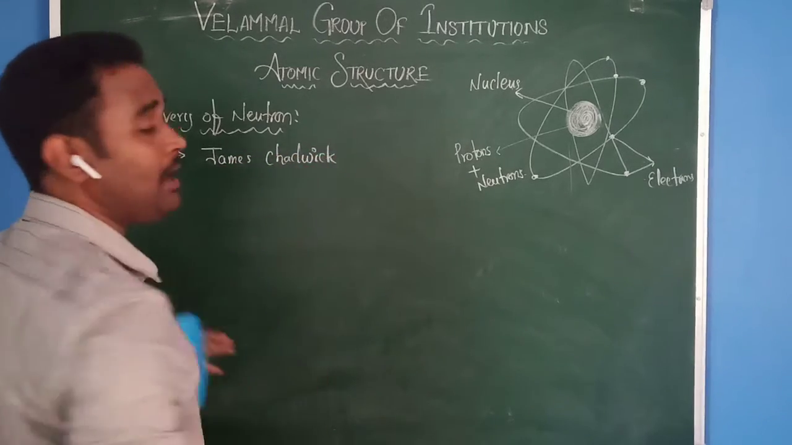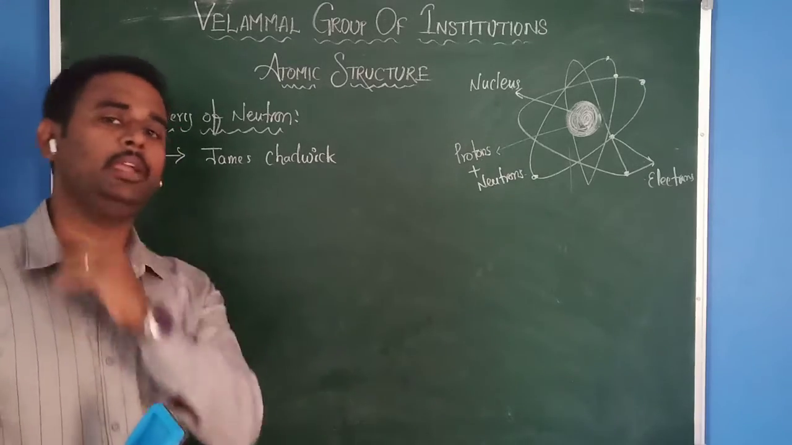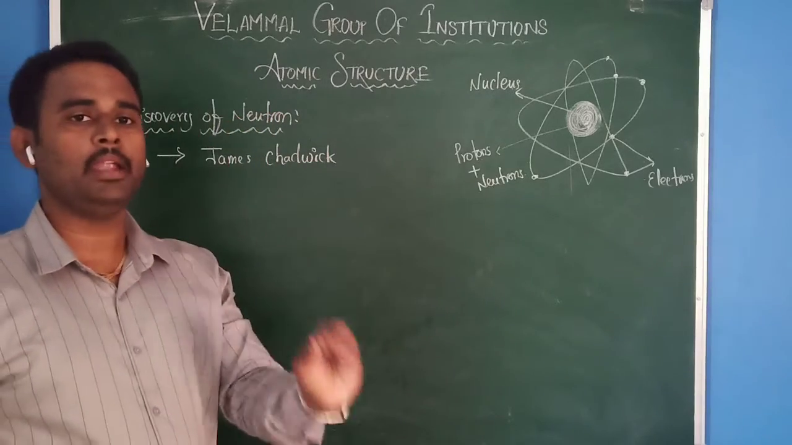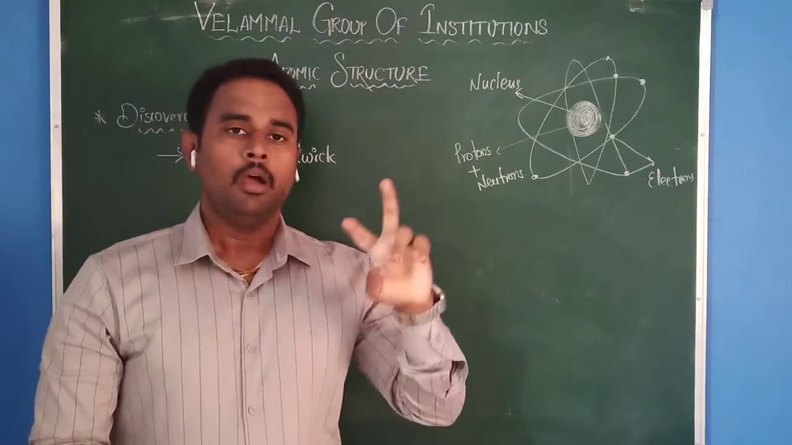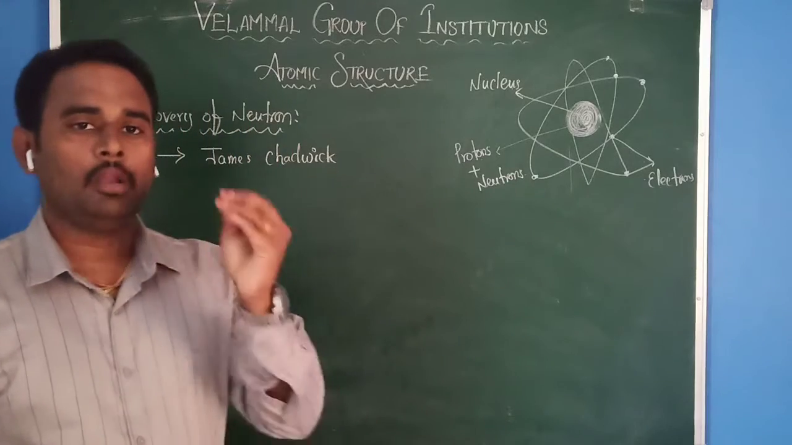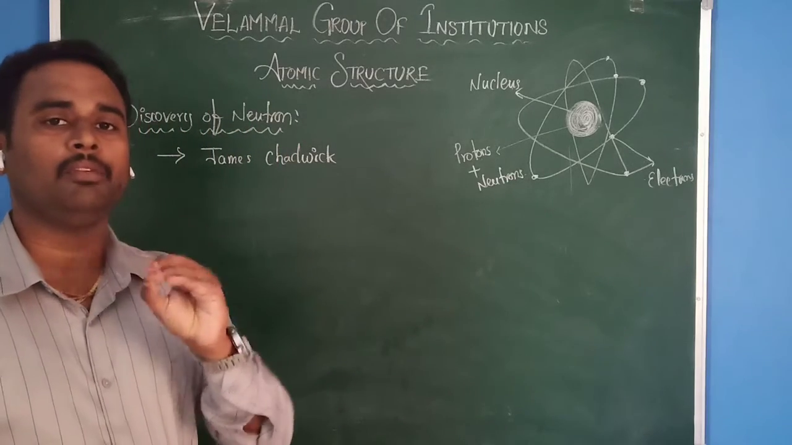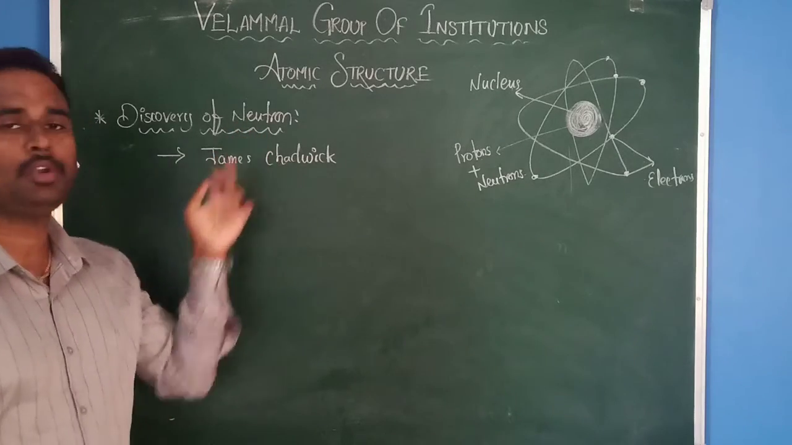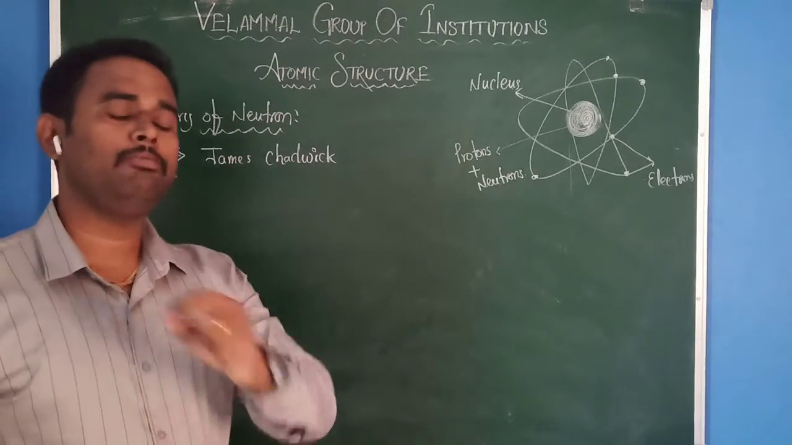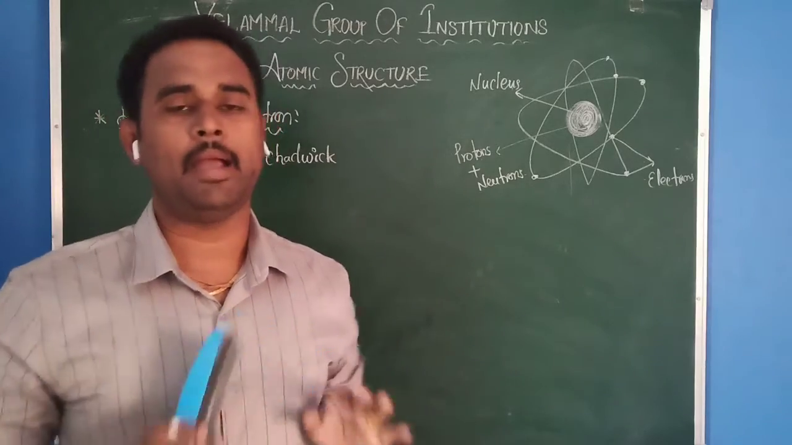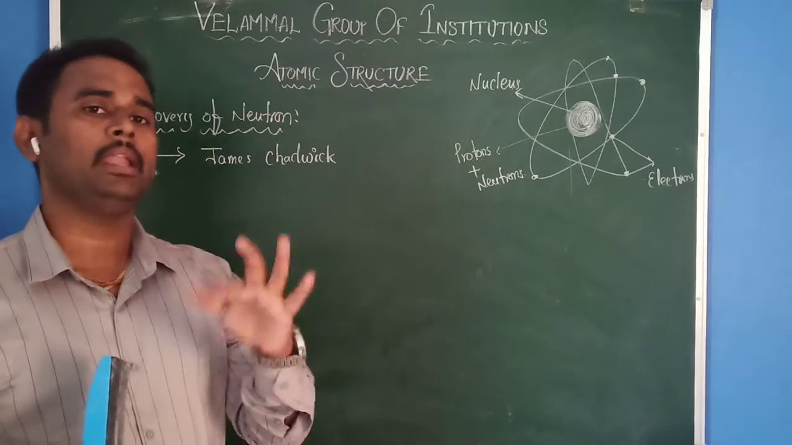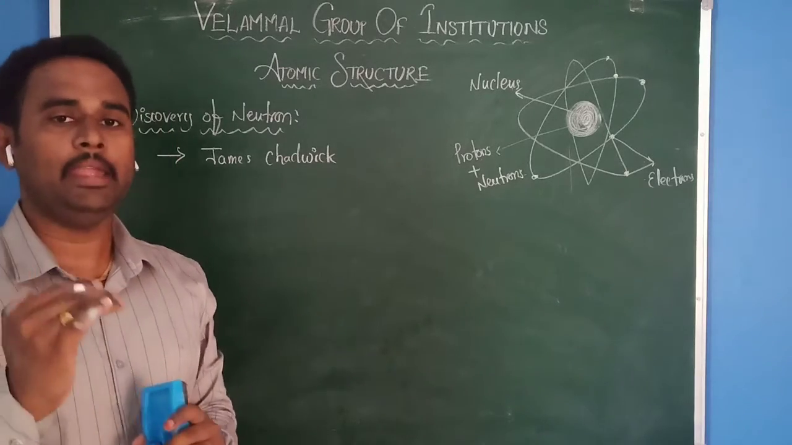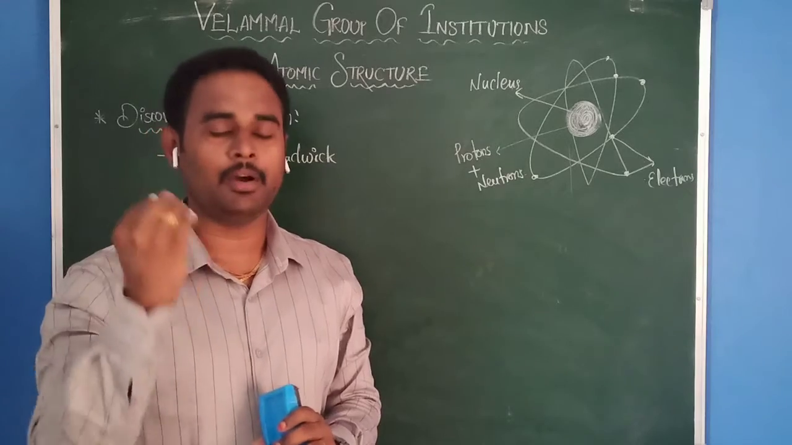Actually, the discovery of the neutron took place nearly 50 years after the discovery of the electron and proton. There is a reason behind that: protons and electrons are easily deflected by either an electric field or a magnetic field. But the problem with the neutron is that it is not deflected by either an electric field or a magnetic field. That's why it took nearly 50 years. But finally, James Chadwick discovered the neutron.